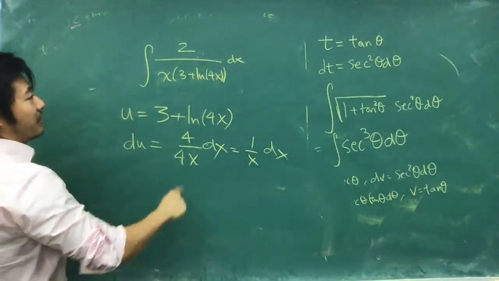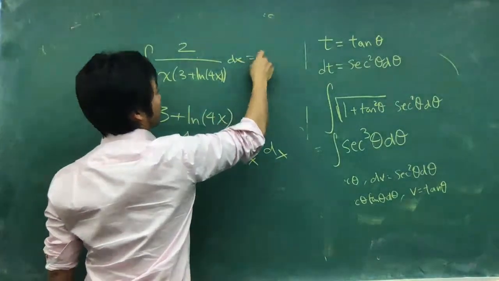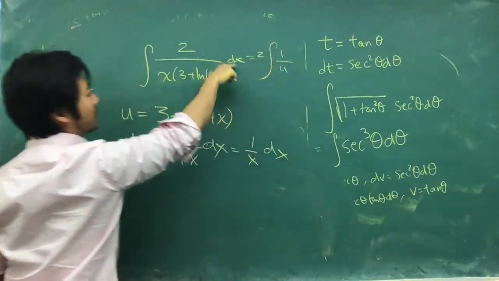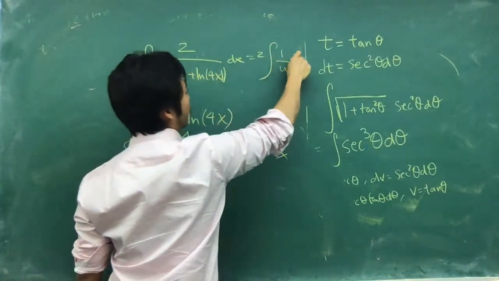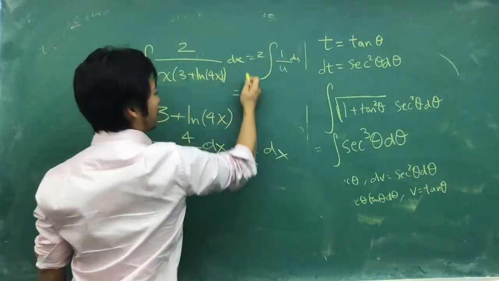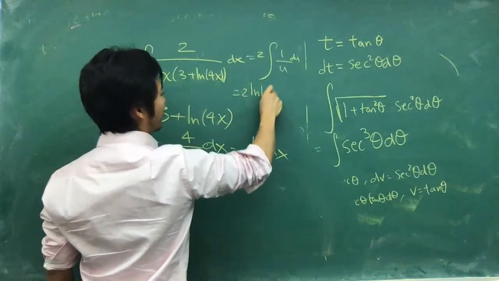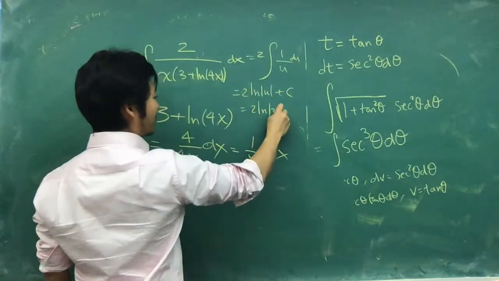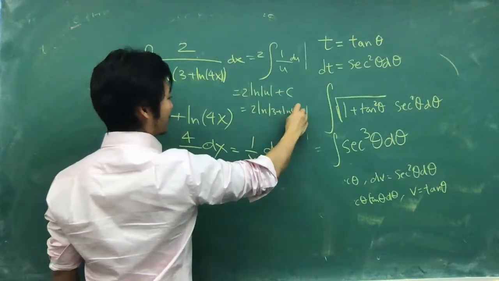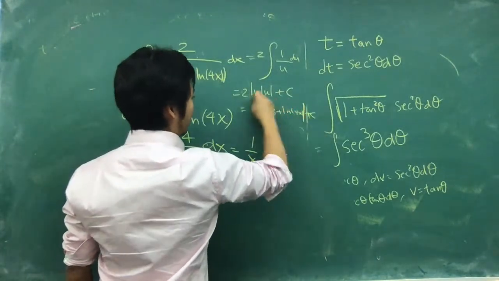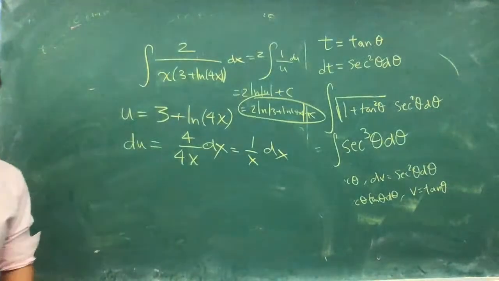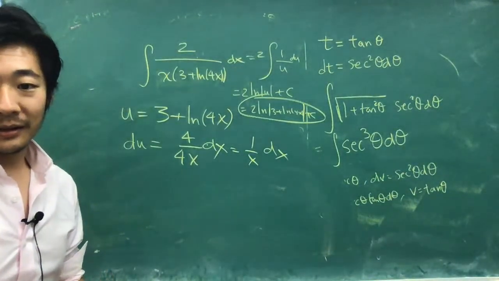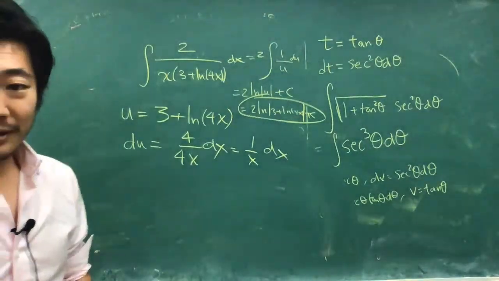And so now this is very nice, because this is 2, and then 1 over u, and then dx over x is du. So this is 2 times natural log of u plus c. So 2 times natural log of 3 plus natural log 4x plus c. So any questions with this?